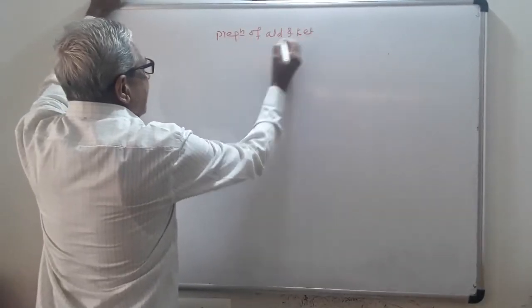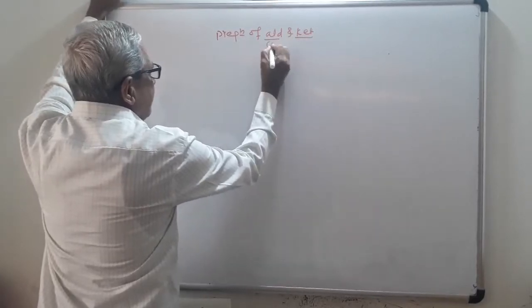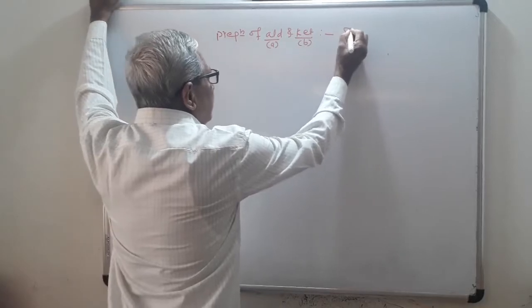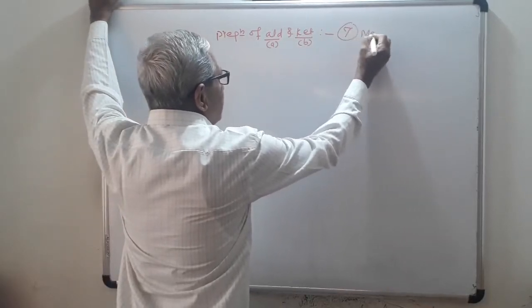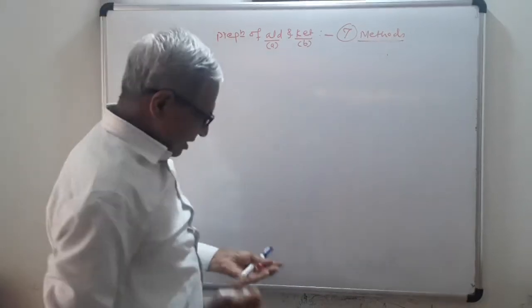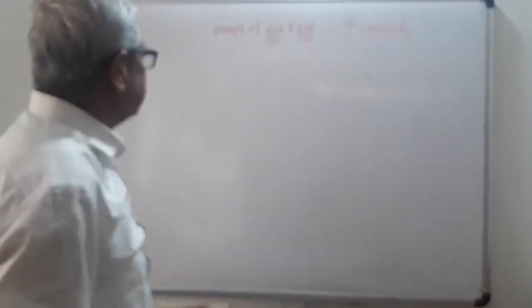So I will explain the preparation of aldehydes and ketones simultaneously here. I will make here the A part, aldehyde, and the B part, ketone. See the summary here: there are 7 methods for the preparation of aldehydes and ketones. One by one I will explain those 7 methods here.